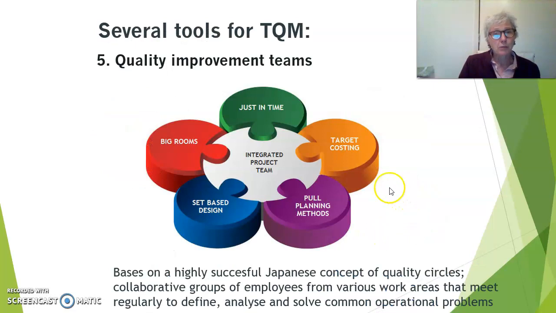Finally, the quality improvement teams. In Japan, this concept was created. Quality circles, groups of people from different functions and knowledge and skills, were grouped together in a specific area to have a look at common operational problems. So they had to define, analyze and solve the problems.